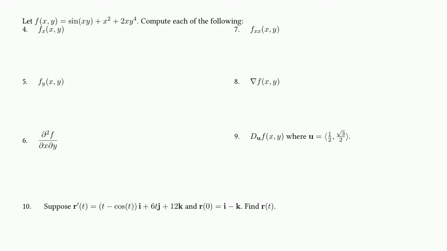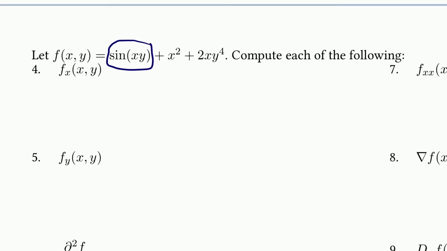A couple of things that a lot of people got wrong I just want to hit really quick, and then we'll move on to the new stuff. Numbers 4 through 9. Some of you, actually maybe 3 of you, decided you didn't like this sine of xy, and so you just ignored it and just did this. And at least one of you did the opposite. You were so focused on the sine of xy that you ignored the polynomial part.